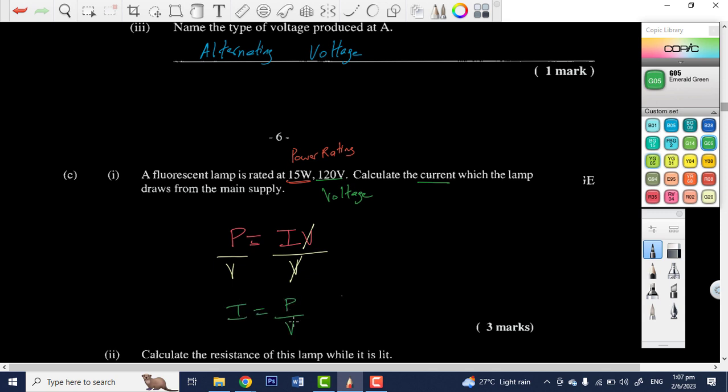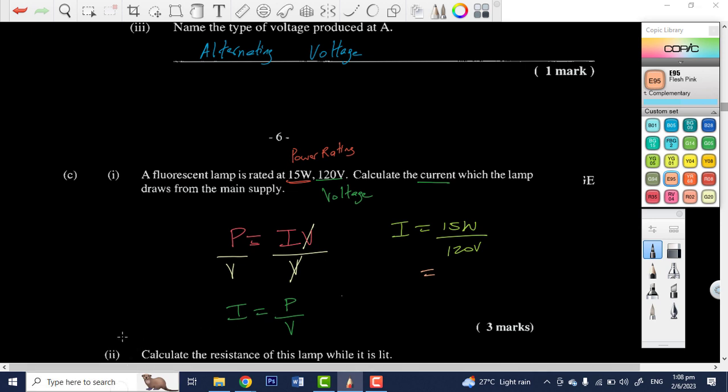Since you want to make I the subject, we can divide this one by V. So V cancels V, leaving I. But if we divide one side by V, we also have to divide this side by V. So then, we get I is equal to P over V.